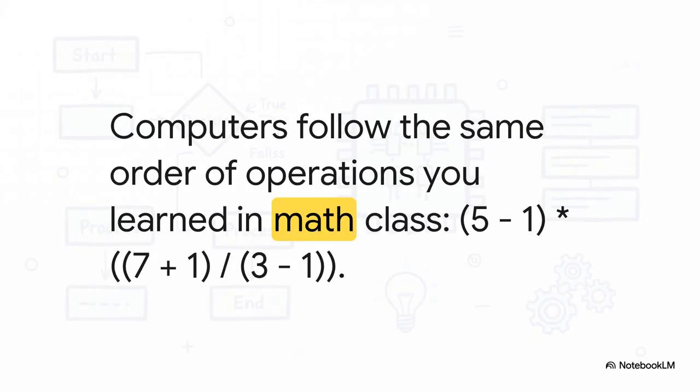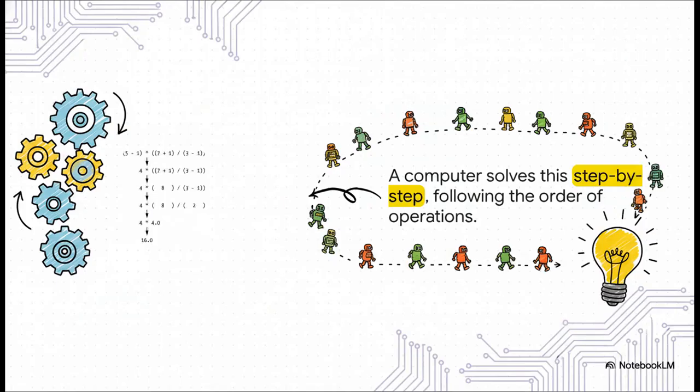Okay, take a look at this problem. When you see it, your brain just kind of knows where to start, right? You immediately dive into the parentheses, solving those little inner pieces before you work your way out. And guess what? A computer does the exact same thing. It doesn't see the whole problem at once. It just sees the first step.